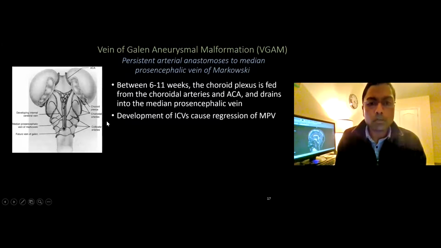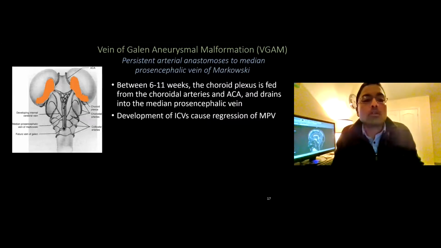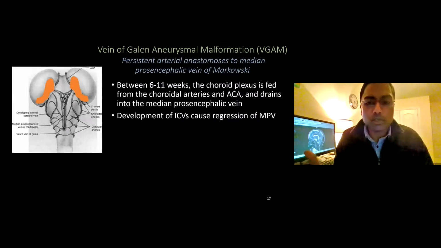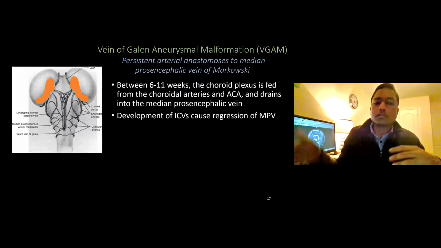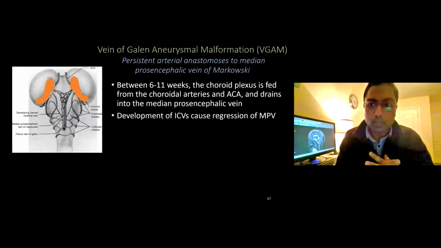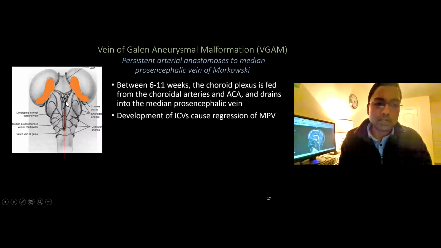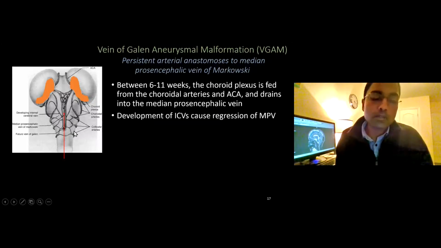Okay, so between the weeks of 6 and 10 or 6 and 11, the choroid plexus, so these two are the choroid plexus, are fed from the choroidal arteries and the anterior communicating and the anterior cerebral artery. So this is the limbic arch, which feeds the choroid plexus, and this choroid plexus drains backward into this median prosencephalic vein. So this is the normal drainage pathway for this system.